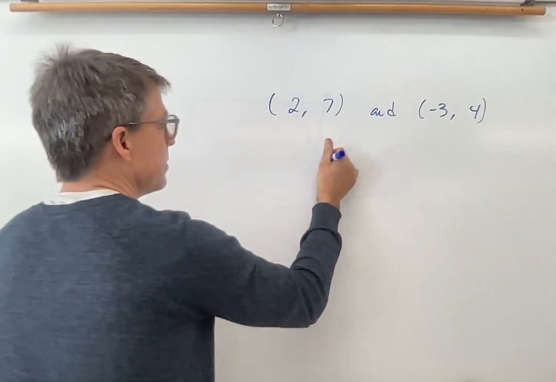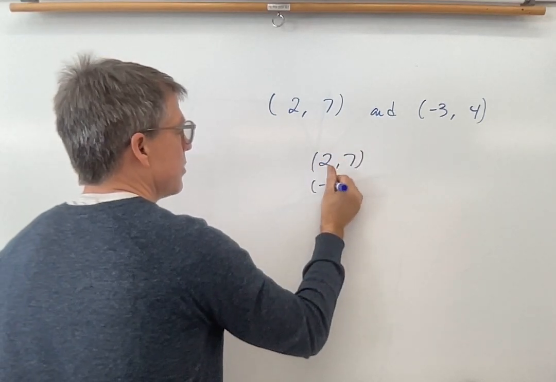So first I stack them. So 2, 7, negative 3, 4.